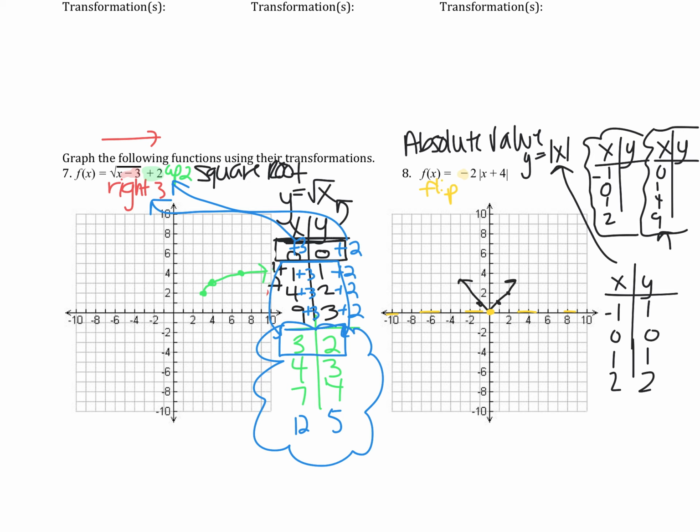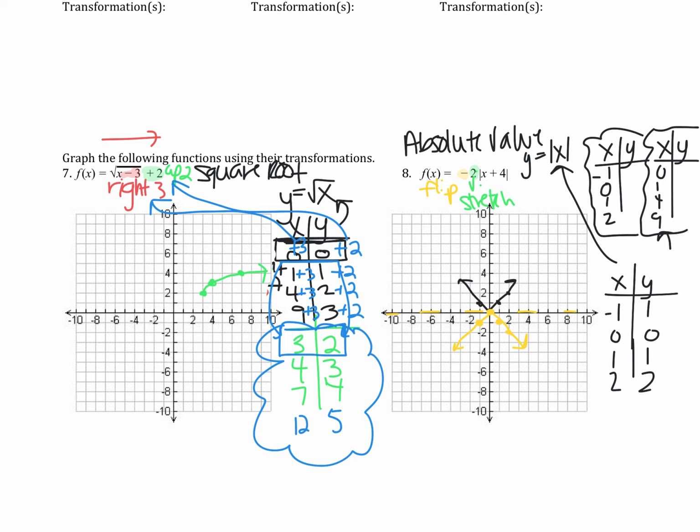(-1, 1) is 1 away, so it's going to go 1 below. On the other side, same thing. If I flip it straight across, here is my new value by just flipping it. Then we'll see this 2 that's being multiplied in front. Remember that 2, when it's multiplied, is a vertical stretch. So I'm going to stretch everything out by a factor of 2. This affects the y values, so I'm going to stretch it up and down.